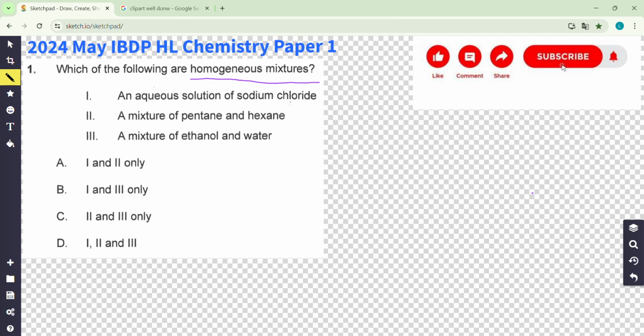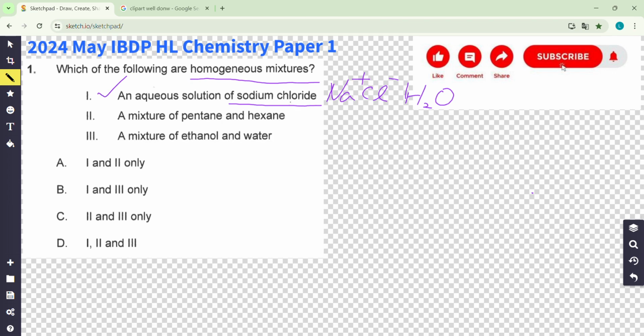So first of all, look at an aqueous solution of sodium chloride. Think about what is being dissolved: sodium ion, chloride ion. What dissolves it? The water. Can the water do it? Yeah, it's a polar molecule, right? So it can have an attractive force with both the sodium and chloride ions, so they can mix thoroughly.